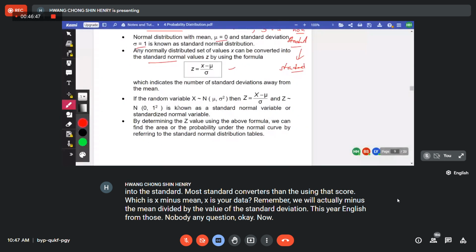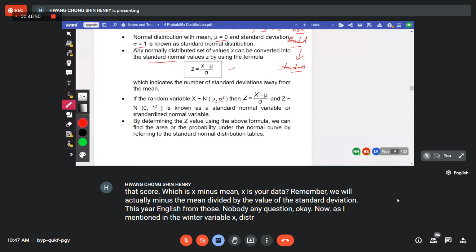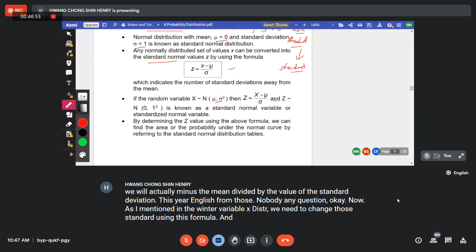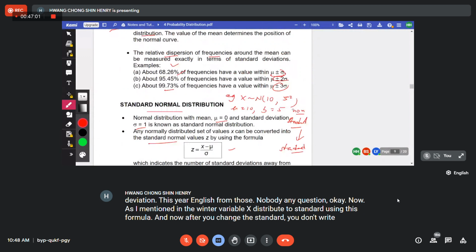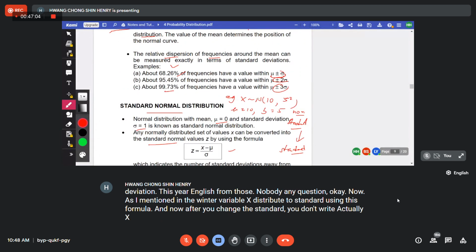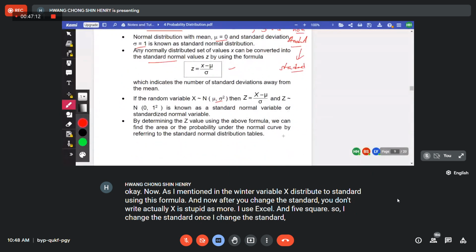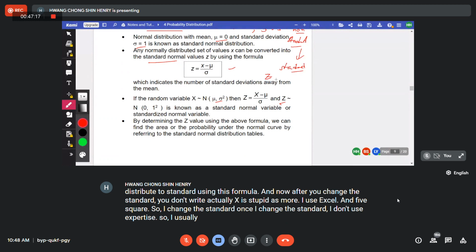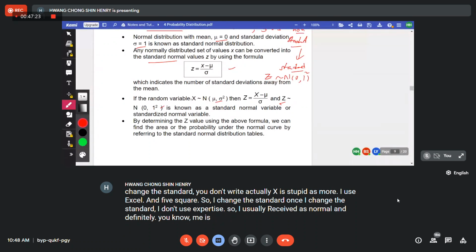Now, as I mentioned, if the random variable X is distributed as normal with mean mu and variance sigma squared, we need to change it to standard using this formula. After you change to standard, you don't write X anymore. Just now you wrote X distributed as normal, with mean 10 and 5 squared. Once I change to standard, I don't use X, I use Z, distributed as normal, and definitely your mean is 0 and standard deviation is 1. Can you see the difference?